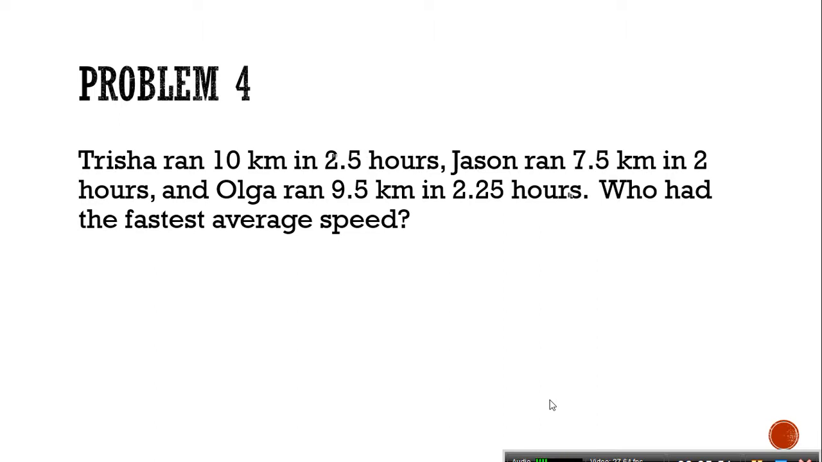Last problem. So Trisha ran 10 kilometers in 2.5 hours. Jason ran 7.5 kilometers in 2 hours. And then Olga ran 9.5 kilometers in 2.25 hours. So who had the fastest average speed? So I'm going to write here. I got Trisha. I have Jason. And I have Olga.